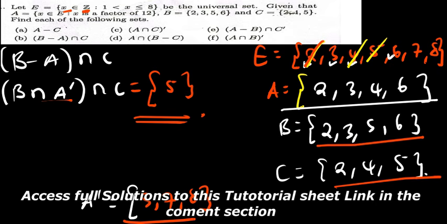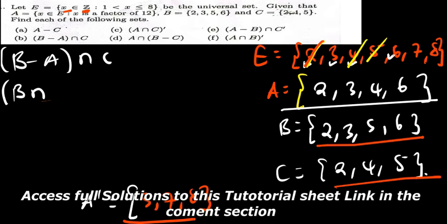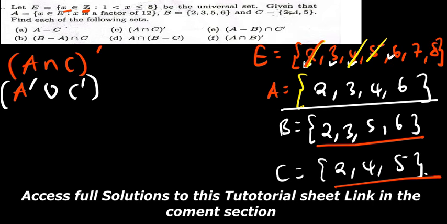Now look at part C. If you look at part C very carefully, you are going to see that when you have a complement outside the brackets, we bring the complement inside. So (A intersection C) complement is basically A complement, and when you bring the complement inside, the intersection changes to union. If you want, you can put the brackets, but in this case I'm not going to.